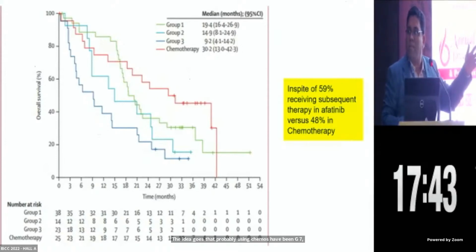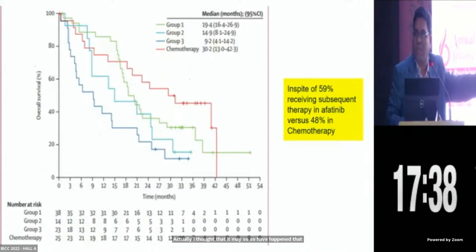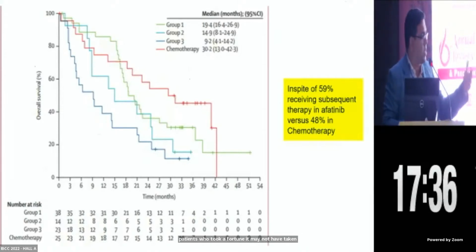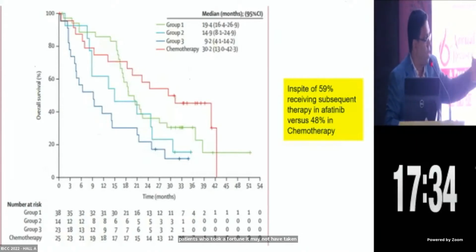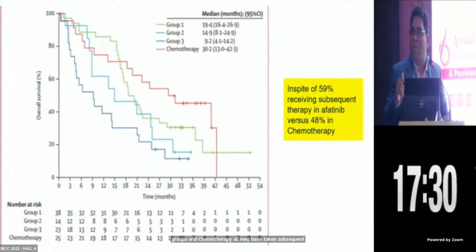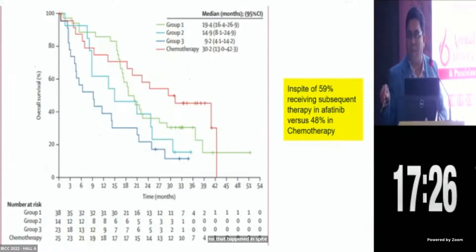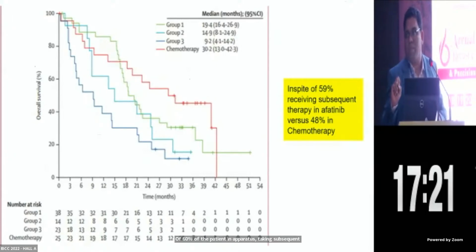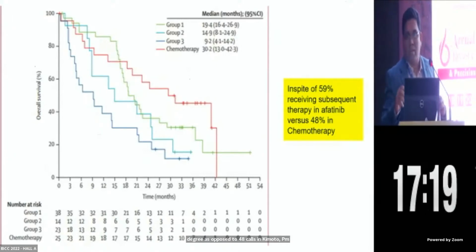Actually, I thought that it may have happened that patients who took afatinib may not have taken subsequent therapy, which we know happens in TKI groups, and that all the chemotherapy patients may have taken subsequent therapy. That's the reason why I posted that data there. But no, it happened in spite of 60% of the patients on afatinib taking subsequent therapy, as opposed to 48% in chemotherapy. So I couldn't dissect that much further.